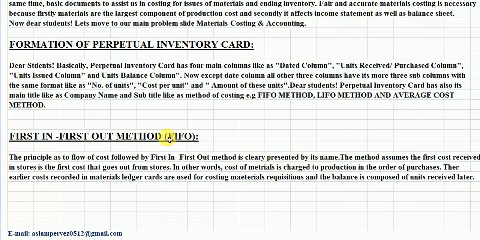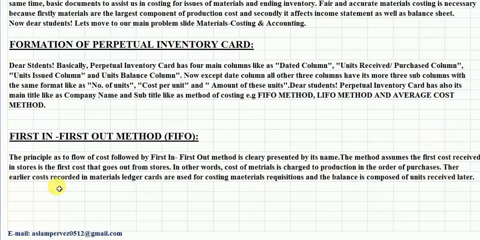This name shows first in, first out. The method assumes that the first cost received in stores is the first cost that goes out from stores. That cost which is received first is the cost which goes out first. This is first in, first out. In other words, the cost of materials is charged to production in the order of purchases. All the material cost is charged to production as per the given order of purchases.